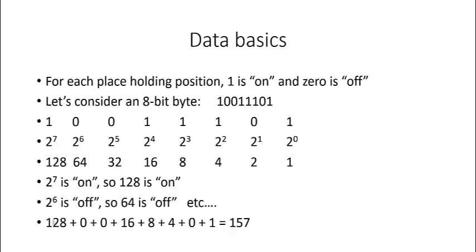I will include that. And to find out what this number 1001 1101 means, I add up the numbers that are turned on. So 128 plus 16 plus 8 plus 4 plus 1, and that is equal to 157. So the number 1001 1101 is equivalent to the base 10 number 157.